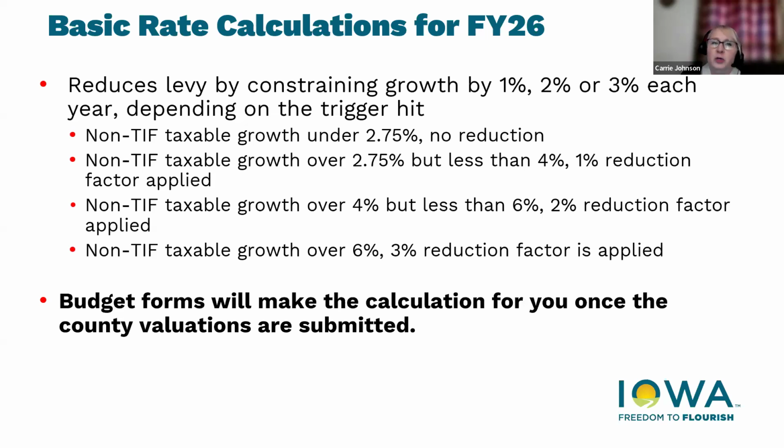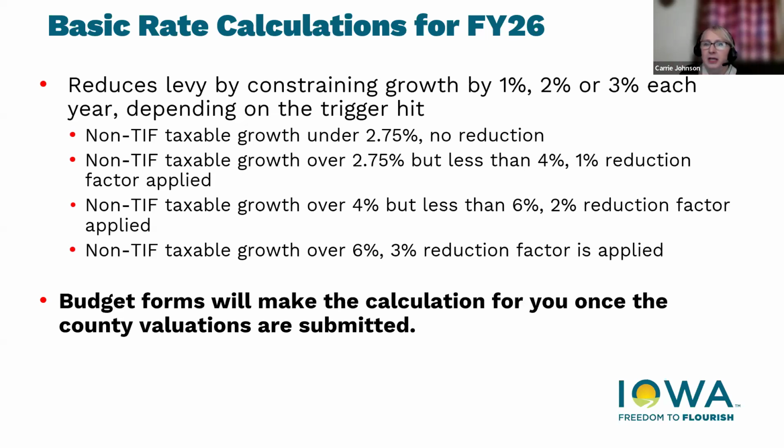If your taxable growth was over 2.75 but less than 4, there is a 1% reduction factor applied. So essentially 1% is shaved off the amount of growth that you could get. If you're over 4% but less than 6, it's a 2% reduction factor. And if your growth was over 6%, there's a 3% reduction factor. So just keep in mind, this is a way to sort of limit or shave off the amount of growth you're able to capture with those basic levies.